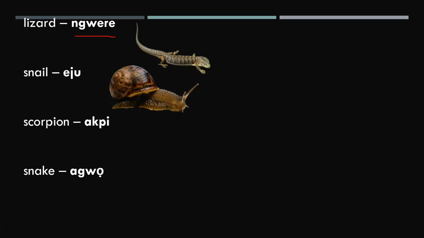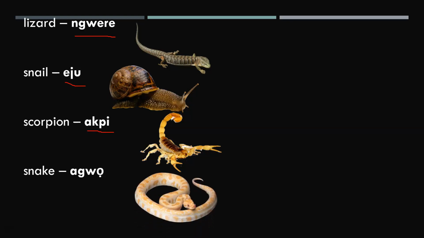Eju, or some call it ejune. Eju, snail. Akbe, scorpion. And we have awo, snake.